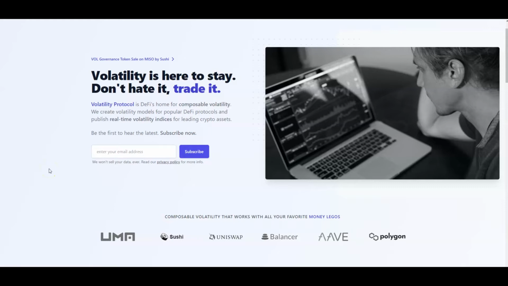Today we are talking about Volatility Protocol and what this basically is. If you know about the VIX index, which measures the volatility or the fluctuation of prices when it comes to the S&P 500, then you'll get what this is about. This is the crypto version of that.